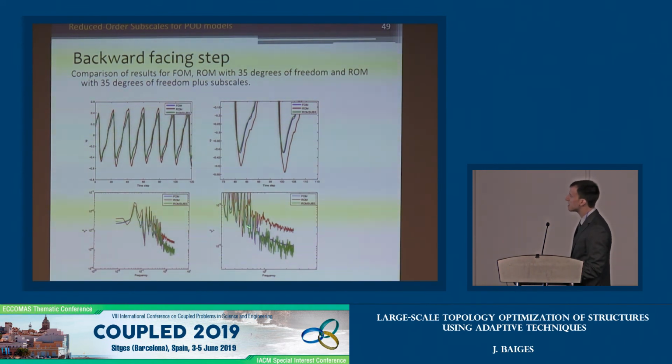And the nice thing is that if we take a look at the spectra here, we can see that this is the spectra for the reduced order model without the subscales. In blue, we have the reduced order model and the full order model, so the high fidelity model. And then in green is the reduced order model with the subscales. So the subscales are effectively capable of diminishing the energy of the high frequency modes, which was too large in the original reduced order model.